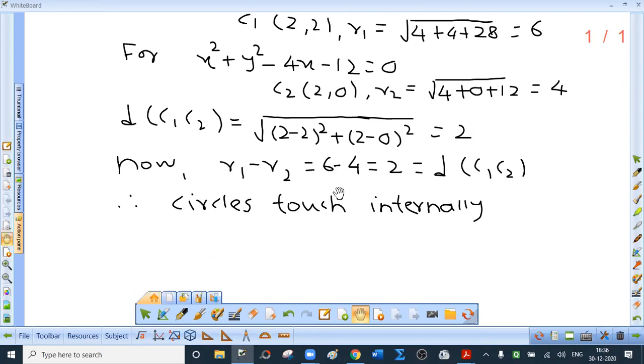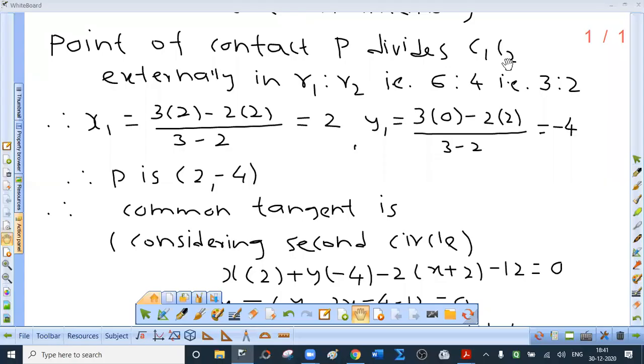Suppose P is point of contact, right? Then it divides join of C1, C2 externally. In which ratio? R1 is to R2. So by section formula, we first get that common point P, then use any one of the two circles to get the equation of common tangent. So what is that point P? 2, minus 4. So common tangent.